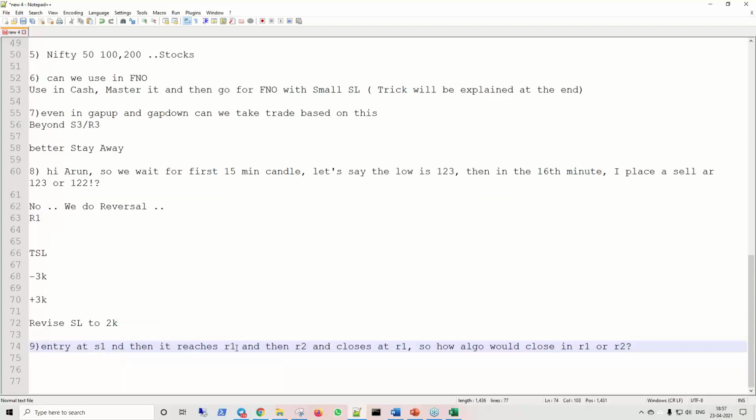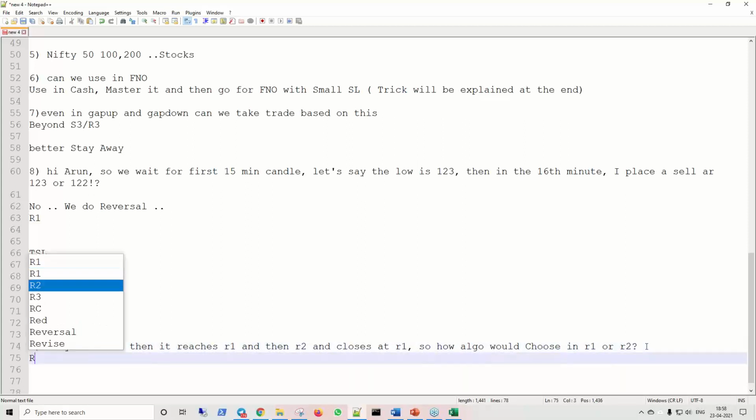The entry at S1 and it reaches R1 and reaches R2, closes at R1. How should algo go in close with R1? Bro, when entry is at S1 and if it goes to R1, the target is done, topic closed. If entry is at R1, it reaches R1 and then R2 and closes at R1. Very good. How to choose, I think it's R1 or R2. So like I said, R2, okay.